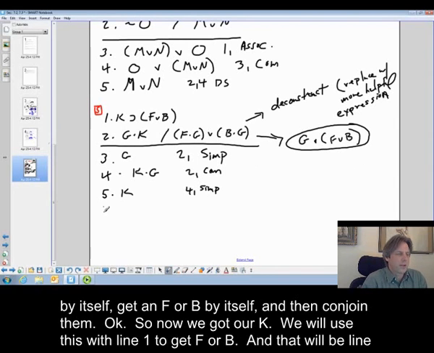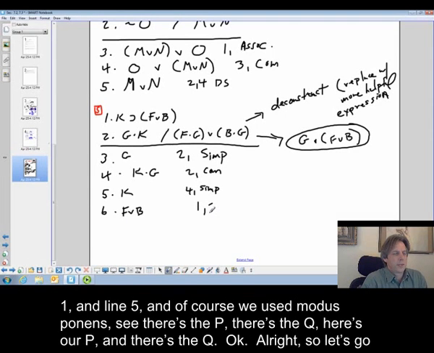Okay, so now we've got our K. We will use this with line 1 to get F or B, and that would be line 1 and line 5, and of course we used modus ponens. See, there's the P, there's the Q, here's our P, and there's the Q. Okay?